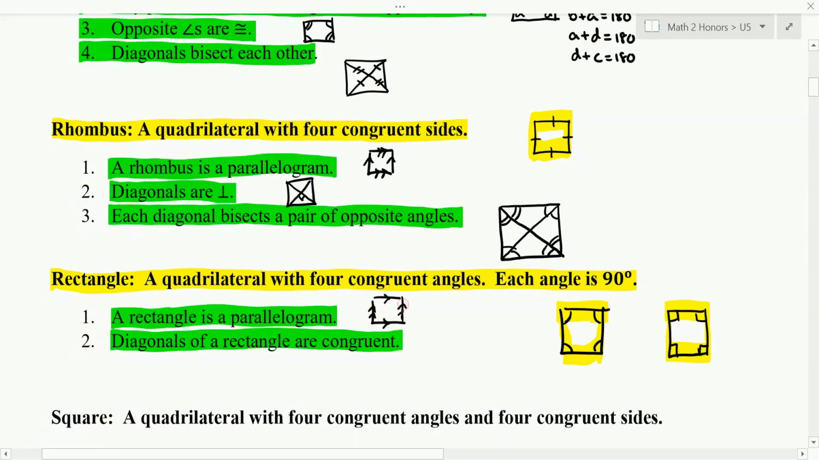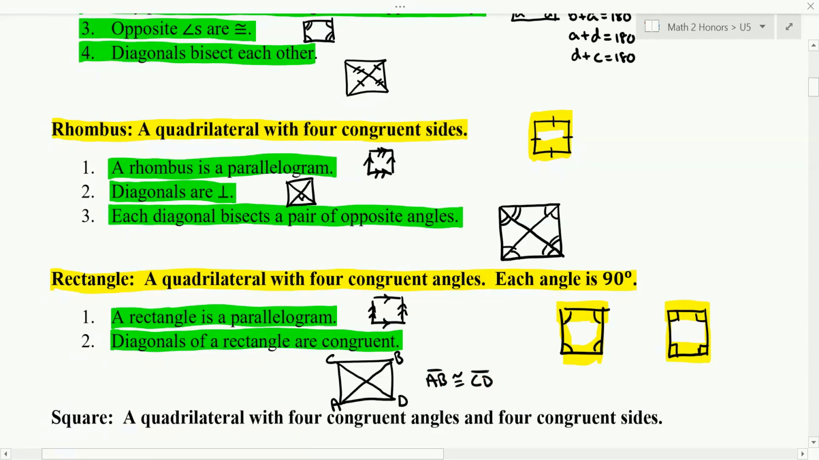So there's a parallelogram. And diagonals congruent, that's a harder one to draw. So here's what I'm going to do. I'm going to draw the diagonals. I'm going to label them A, B, and C, D. And I'm just going to state that AB is congruent to CD.